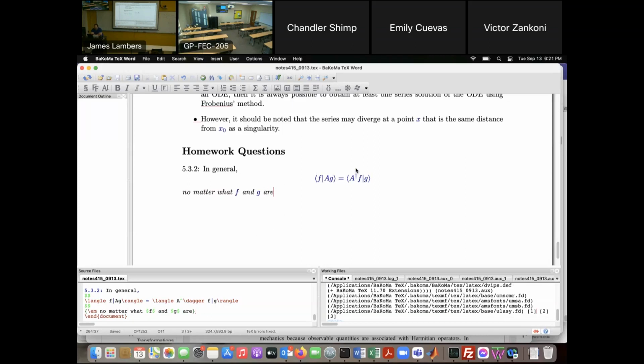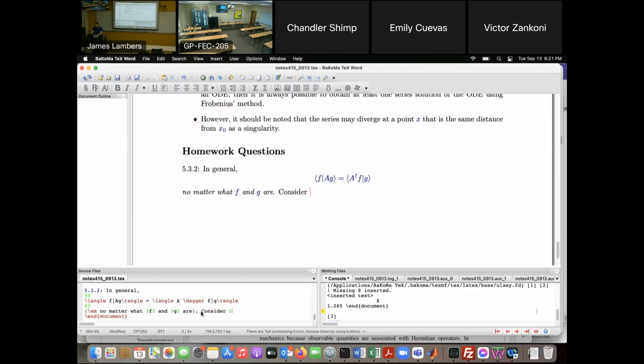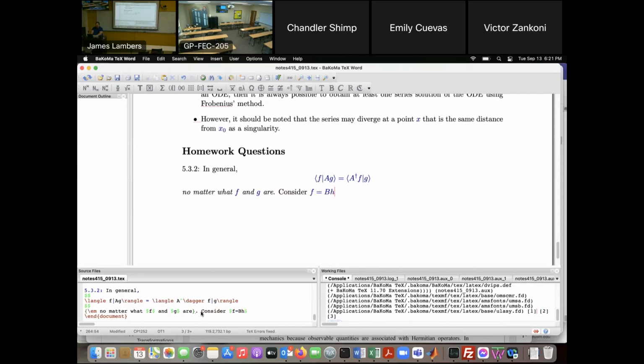There's an operator B in front of F, right there. So if I let F equal, say, B times H, this is where I go back to my comment about whatever F and G are, do not disturb that.